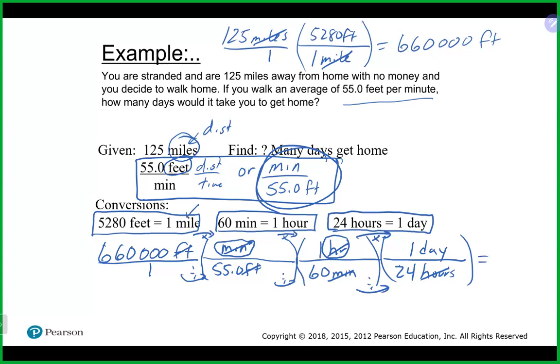Here I'm going to take my 660,000 and basically everything on top is 1, so you really don't have to multiply by 1. I'm going to divide by the first number on the bottom, which is 55. I'm going to hit equals. I'm going to divide by the next number on the bottom, which is 60, hit equals, and divide by the last number on the bottom, which is 24, and hit equals. And on your calculator, you should have 8.3333, it just keeps going, pretty much, days. First off, any questions on the setup there?